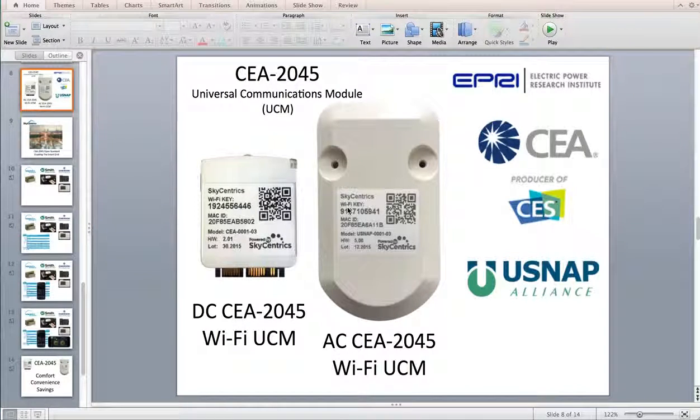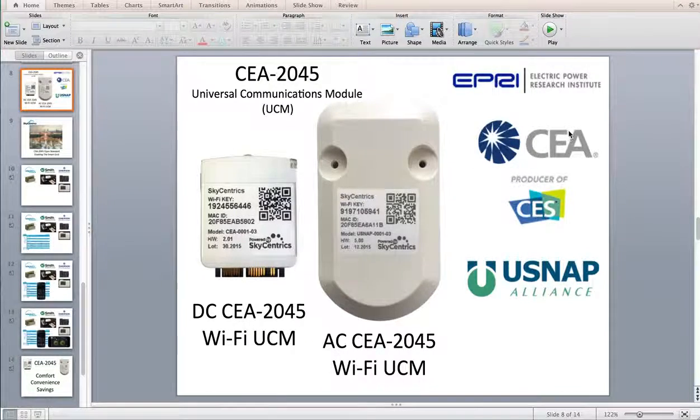Welcome. This is a quick video introducing the CEA-2045 open standard for smart grid communications. CEA-2045 was designed to allow communication modules like these to provide communications between machines that use electricity, gas, and water, and the smart grid that needs to better manage these precious resources.